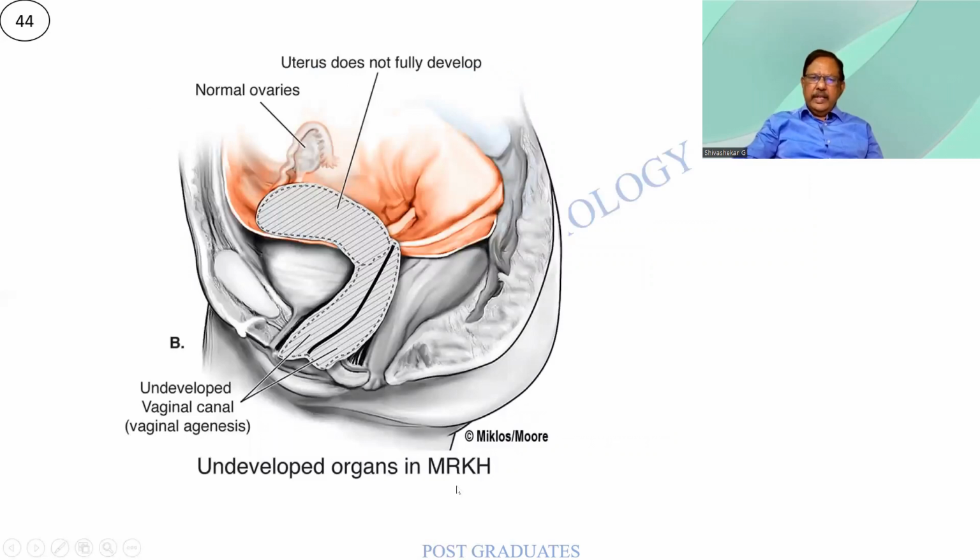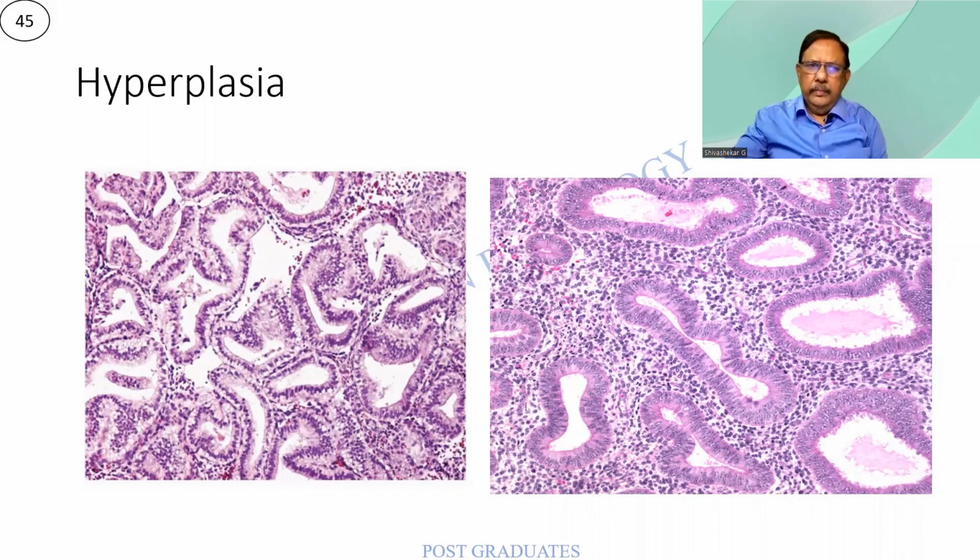So this again is the Mayer-Rokitansky syndrome over here, which shows undeveloped vaginal canal or vaginal agenesis. Now look at these slides carefully. There are various forms of endometrial hyperplasia. It can be simple, it can be complex, it can be with atypia, without atypia. All said and done, you find that there is an increase in the number of glands, an increase in the gland to stromal ratio. Less of stroma, more of glands.